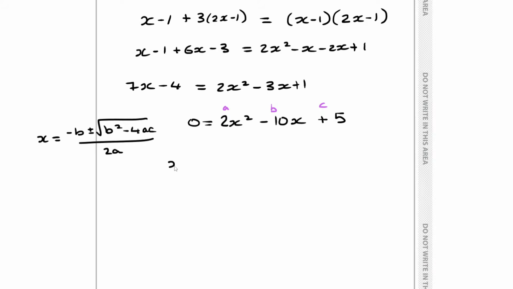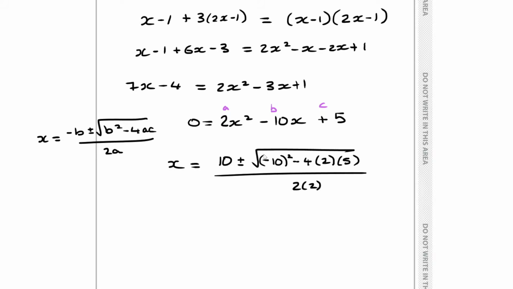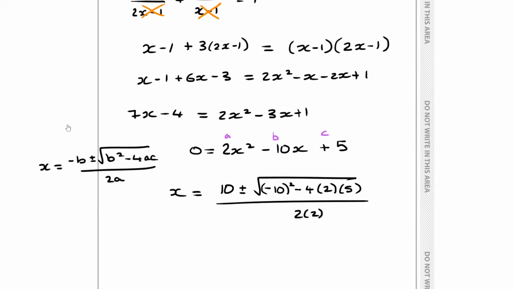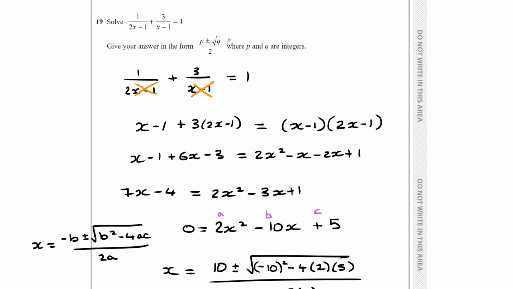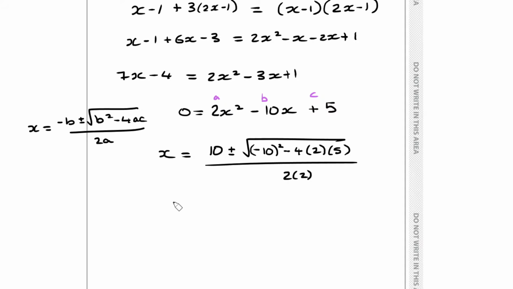So subbing it in, to work out x, I want minus b. Now be careful because it's negative b in the formula. I've already got a negative b, which means it's a double negative, so that would become a positive. Plus or minus, technically minus 10 squared, which I know would become positive. Take away 4 times 2 times 5, over 2 times 2. And then from here, I'm just going to simplify it until I get to something that looks like it. Basically when I get a denominator of 2. That's what I'm going to do.